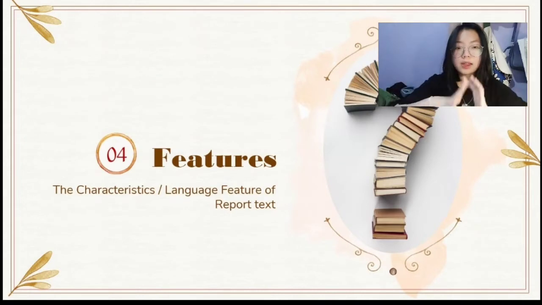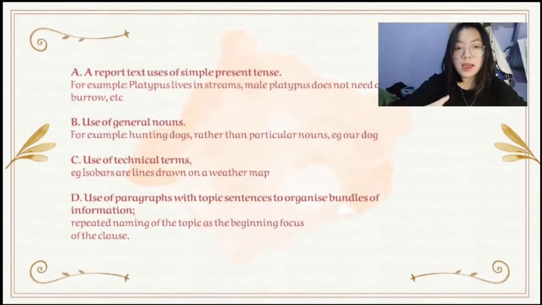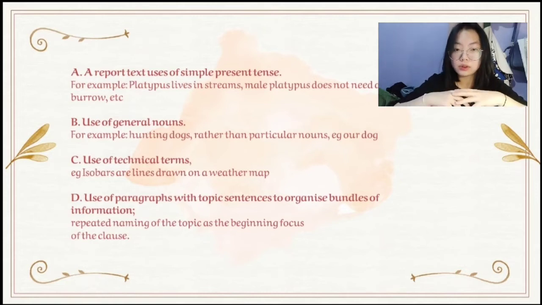The fourth point is the characteristic or language feature of a report text. First, a report text uses simple present tense. For example, platypus live in the streams, while platypus doesn't need any burrow, etc. Second, use of general nouns. For example, hunting dogs rather than particular nouns, our dog. Third, use of technical terms. For example, isobars are lines drawn on a weather map. Lastly, use of paragraphs with topic sentences to organize bundles of information. Repeated naming of the topic as the beginning focus of the clause.